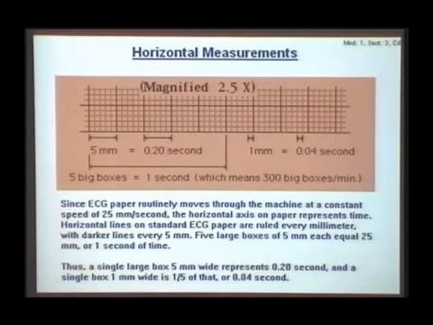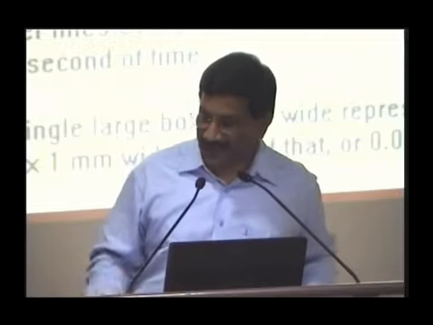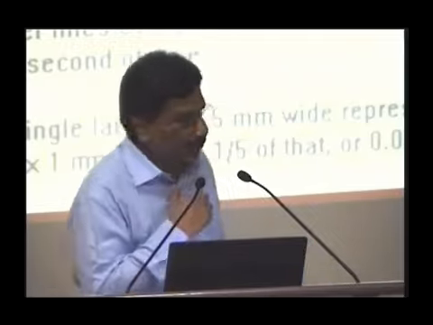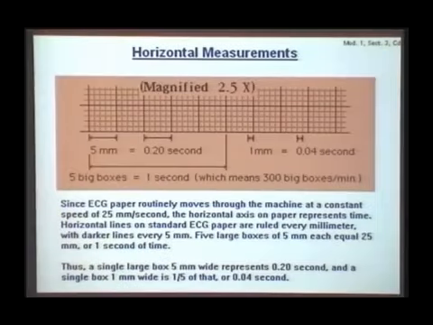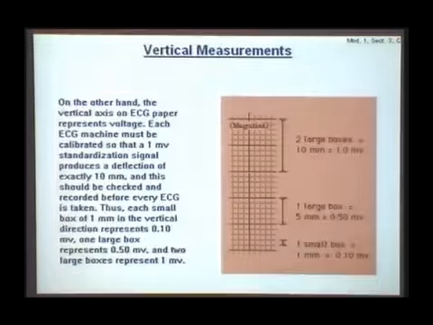Right, this is what I told you. Each one of my small squares horizontally represents 0.04 second. Horizontally I told you, time. Time is in seconds. So, each one of my small squares horizontally is 0.04 second. So, what is the duration of my big square? 0.2 seconds. So, 5 into 0.04 is 0.2. So, duration of my big square is 0.2, duration of my small square is 0.04 when the ECG is recorded at 25 millimeters per second speed at 1 millivolt standardization.